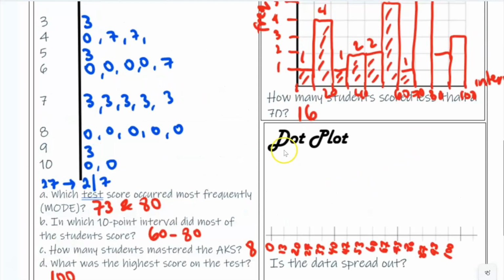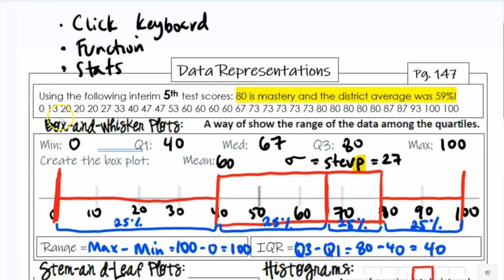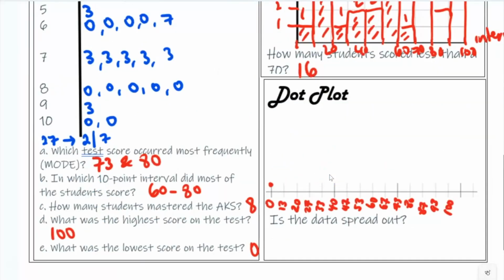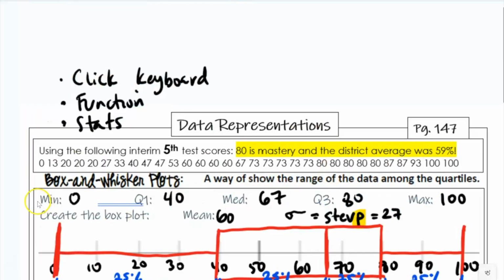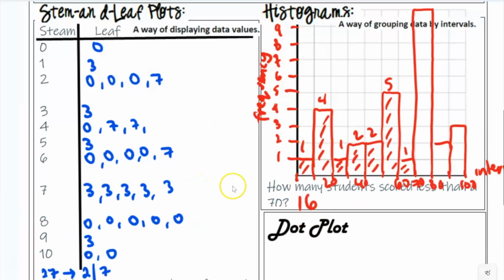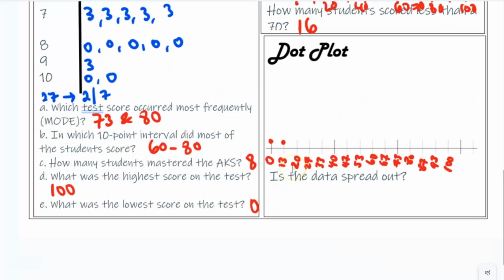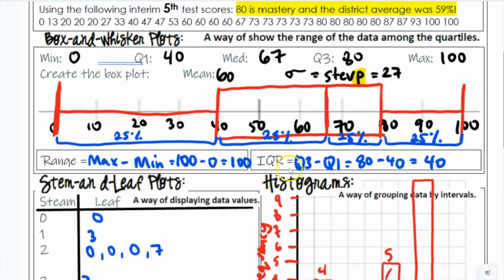All right, and just like it sounds, it's just how many times does 0 happen? So 0 happened once. Now, when you plot these, make sure that you keep them equally spaced, vertically and horizontally. All right, how many 13s do we have? Just one. So 1 dot. Again, line it up. How many 20s? I had 1, 2, 3. So then 3 dots going vertically, and again, line them up. Keep them equally spaced.